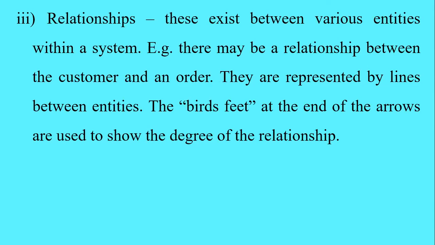Number three is relationships. These exist between various entities within a system. For example, there may be a relationship between the customer and an owner. They are thus represented by lines between entities. The crow's feet at the end of the lines are used to show the degree of the relationship.